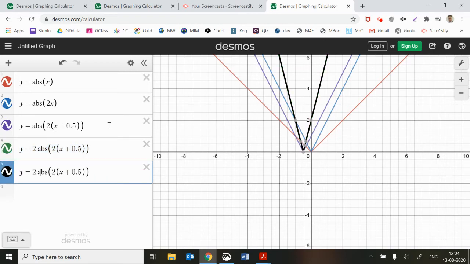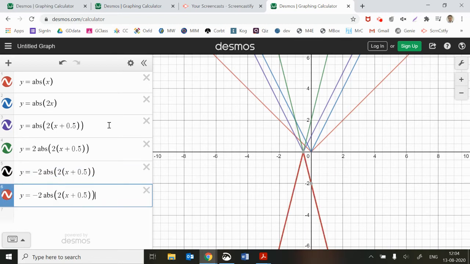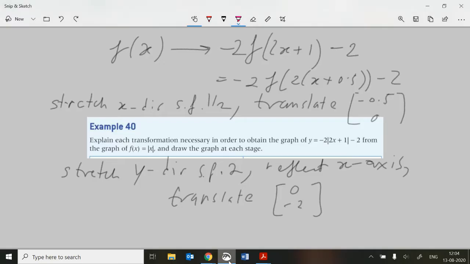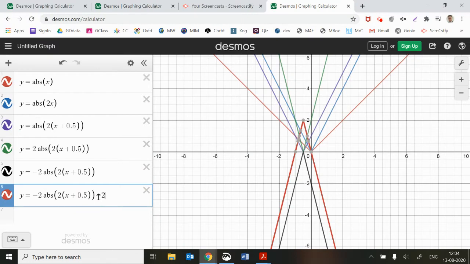I'll explain it a bit in a moment with a particular point. And then we've got the minus 2 in front. And then finally, we've got the plus 2 on the end. Is that right? No, minus 2 on the end. Okay, minus 2 on the end there. Okay, so we can take a coordinate point through each of those.